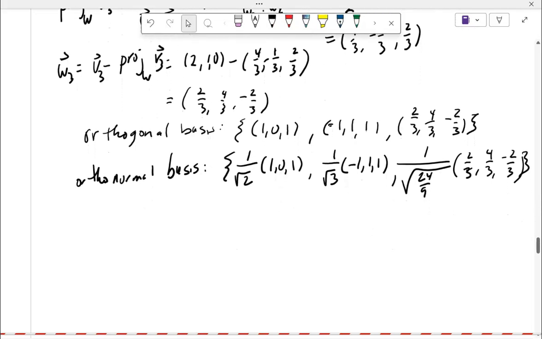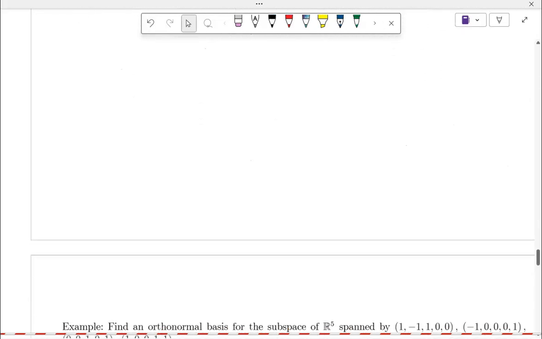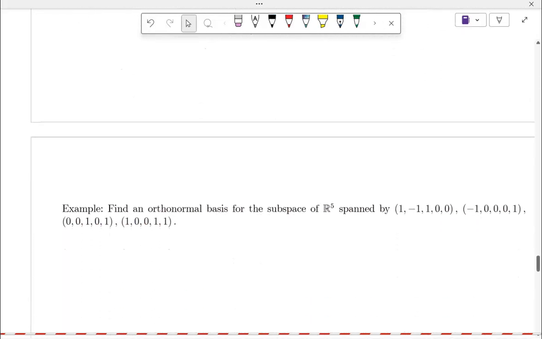All right, let's do another example. You'll notice on your printout, I noticed it after I already printed it, that there are some vectors missing, so you might want to write them down.